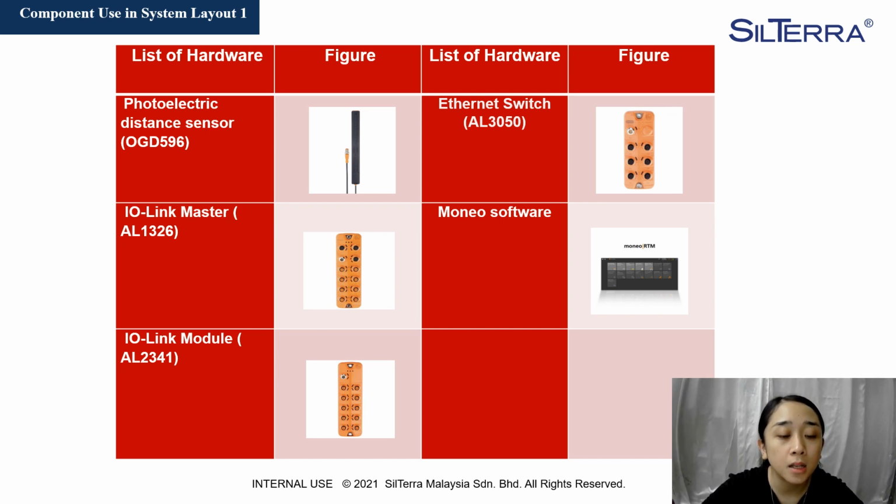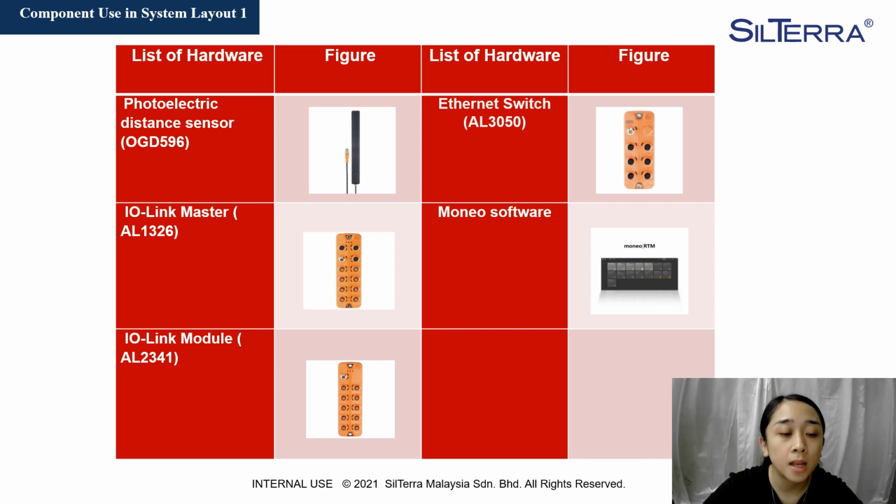Second, the Ethernet switch is an unmanaged switch designed to facilitate the connection and communication of multiple devices within a network. As an unmanaged switch, it does not require any configuration or management, making it easy to install and use. The AL3050, which is the Ethernet switch, uses the store and forward mode of operation.